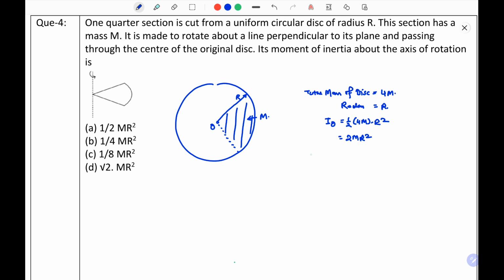And because the quarter has the 1/4 of the total disk, the moment of inertia of the quarter of the disk about the axis through the center of the disk will be 1/4 of the I O, and it will be equal to 1 by 4 into 2 M R square. Hence it is equal to 1 by 2 M R square. Option A is the correct option.